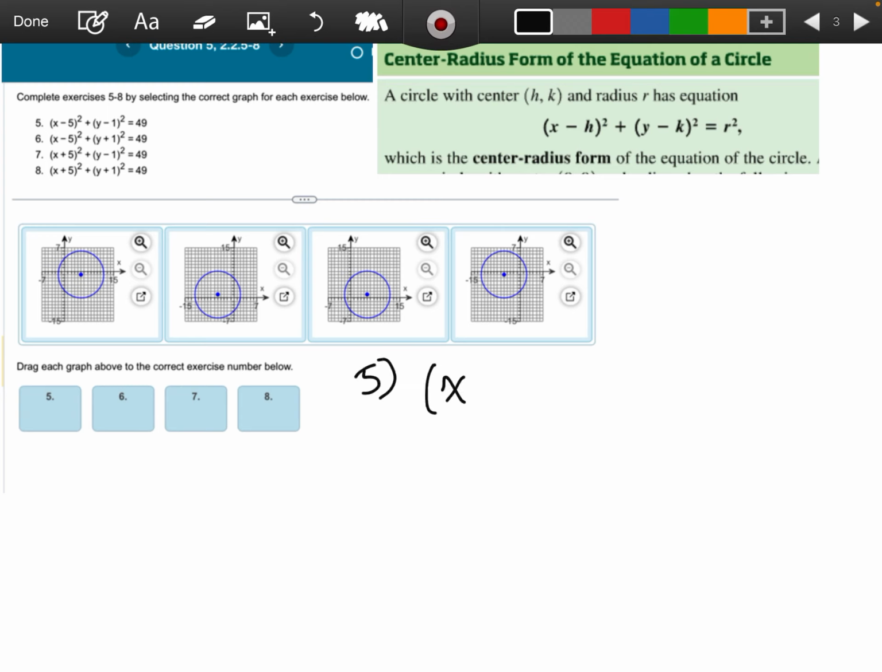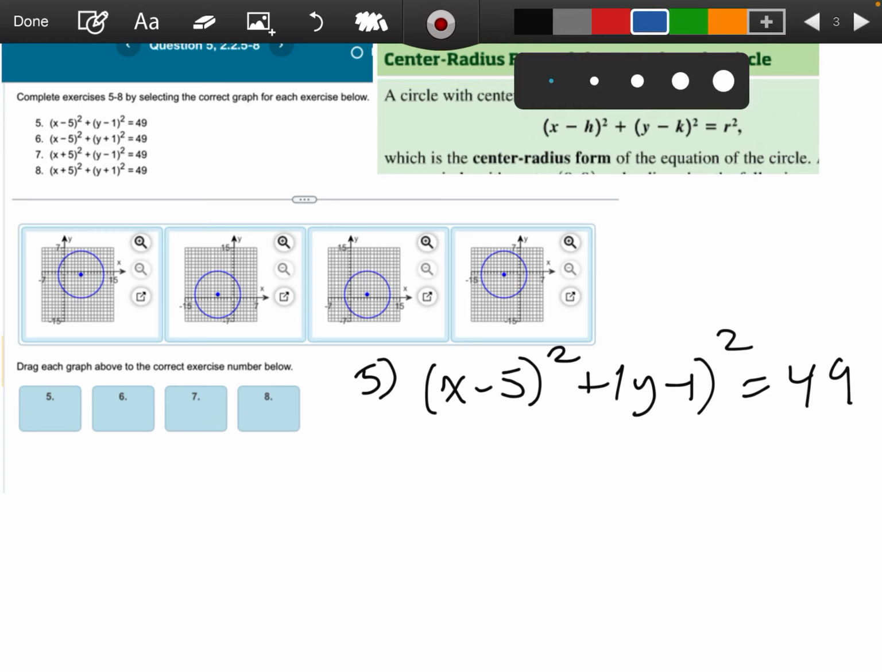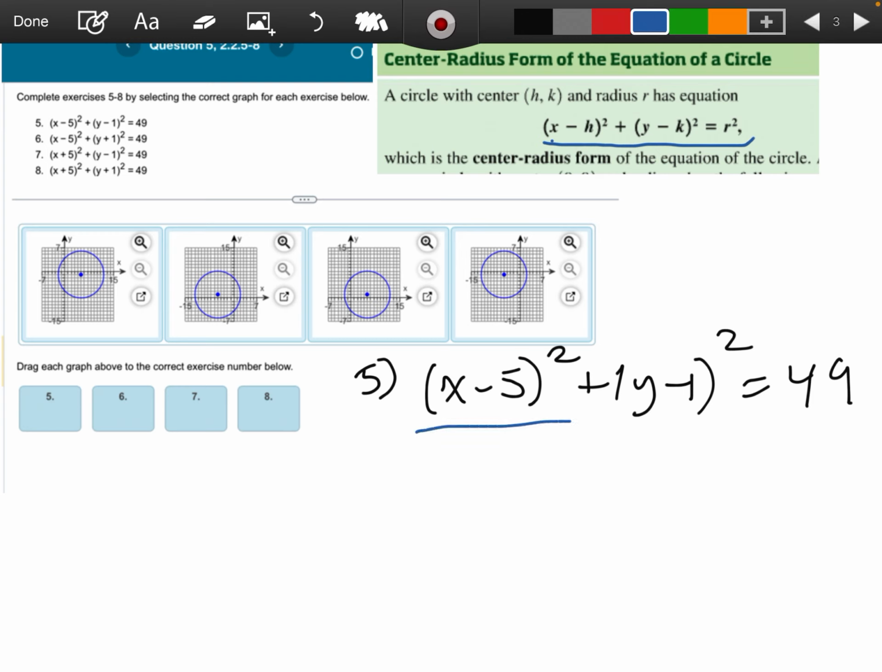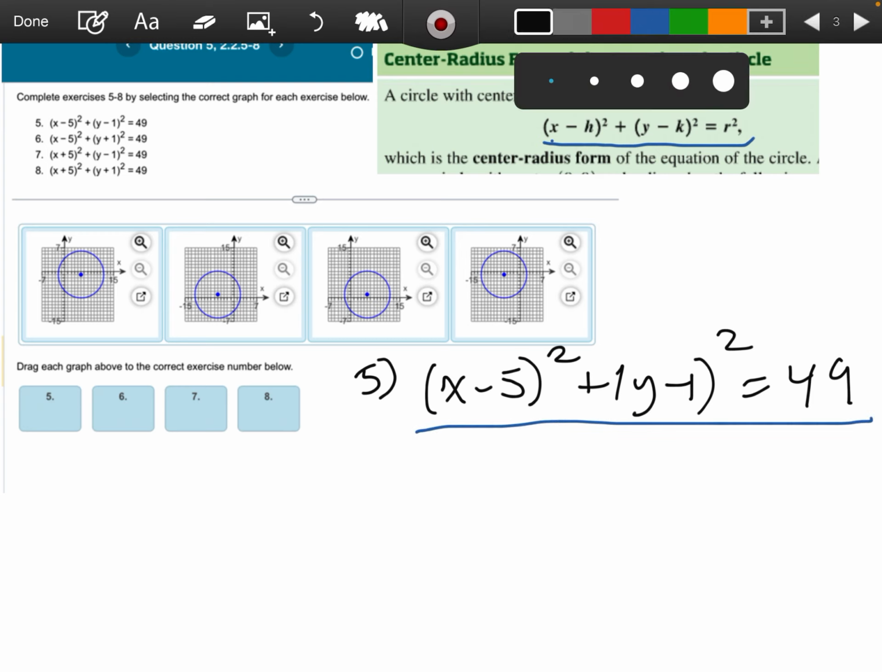And it says our problem is (x − 5)² + (y − 1)² = 49. Now, y'all, what I'm going to do here, I'm going to do a little stare and compare, okay? I'm going to look at this piece right here, and I'm going to look at our particular problem, all right? So, sorry, let's fix that, makes it look like that.